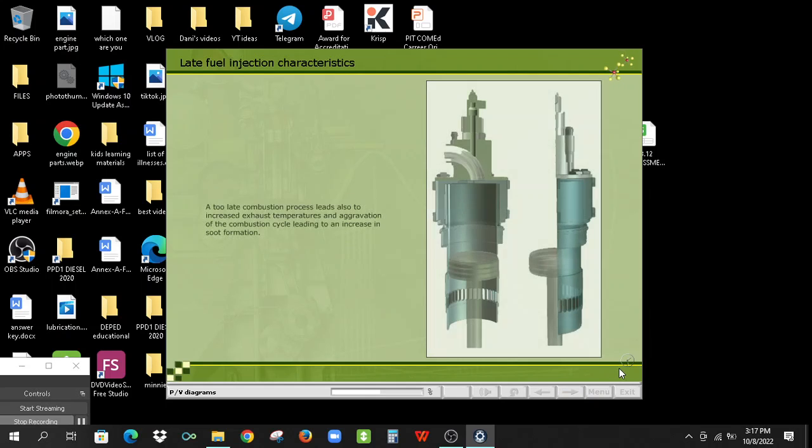A too late combustion process leads also to increased exhaust temperatures and aggravation of the combustion cycle, leading to an increase in soot formation.